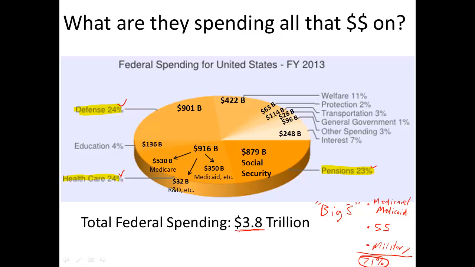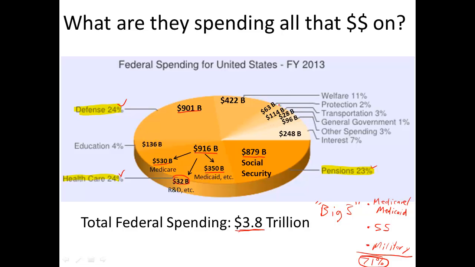And you can take a look here. It's $879 billion for Social Security, $916 billion for health spending, most of which is Medicare, $530 billion. A big chunk is Medicaid. Again, that's for poor folks. And then a small chunk here, which is research. Okay, $900 billion on defense. Together those make up 71%.